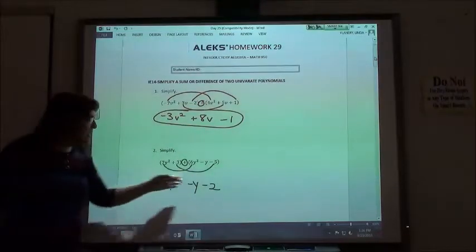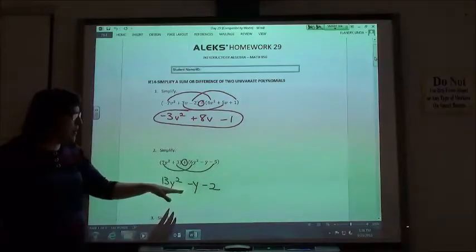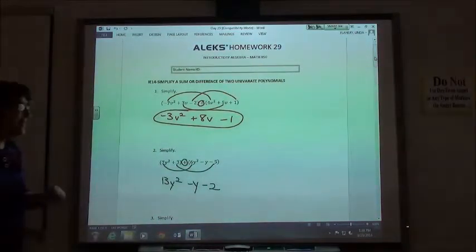Normally they'll do them in descending order from the highest exponent down, but if you put 13y squared minus 2 minus y, it's the same answer.